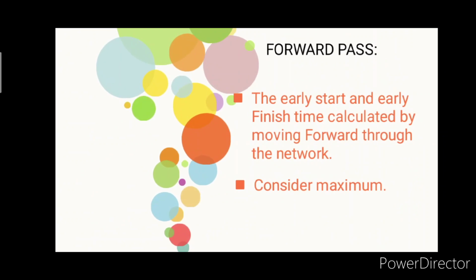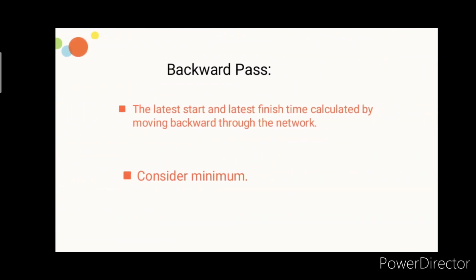Forward pass: the early start and early finish time calculated by moving forward through the network. Consider maximum. Backward pass: the latest start and latest finish time calculated by moving backward through the network. Consider minimum.